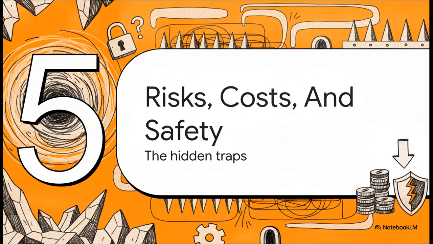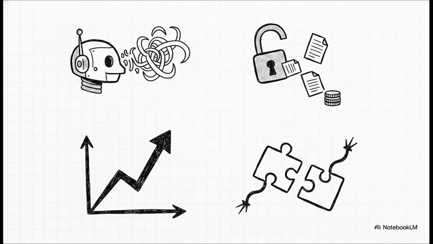We have to talk about the hidden traps. Look at these specific traps. First, AI can misunderstand things or just invent details outright. Hallucinations that sound super confident but are totally wrong. That's annoying in a draft, but it's incredibly dangerous if it triggers an automated action.